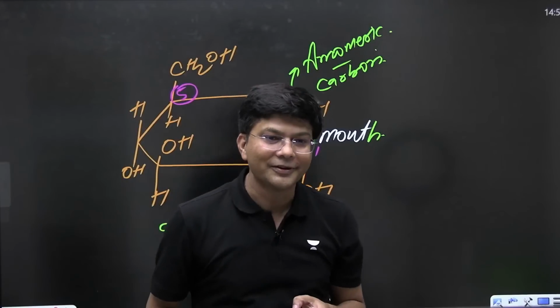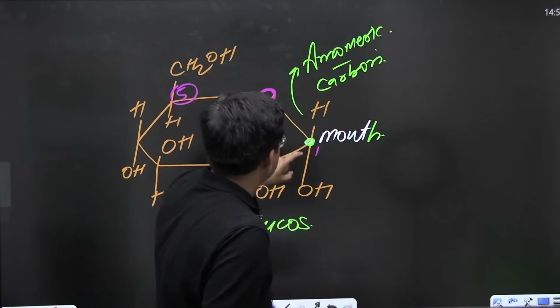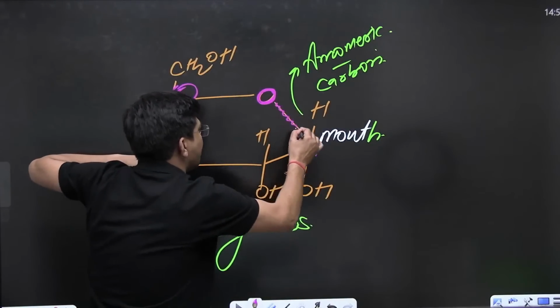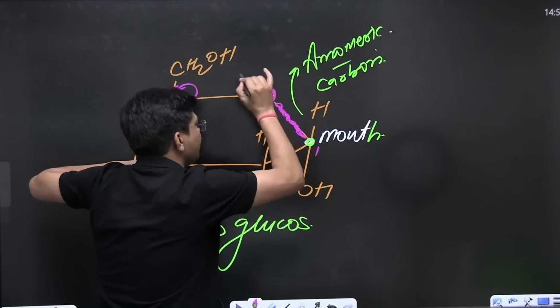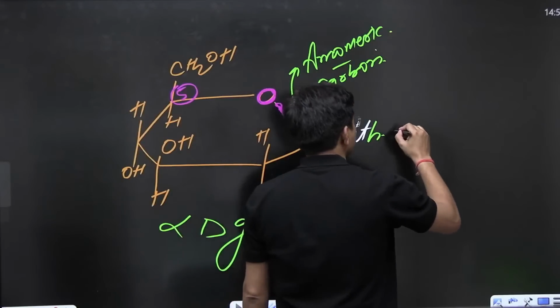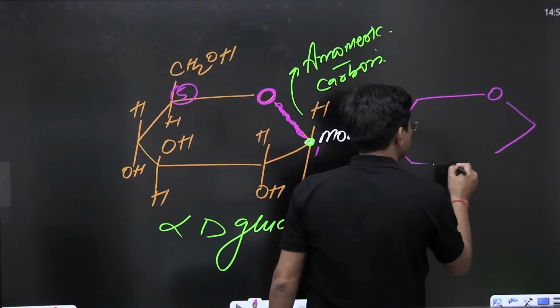Are you getting my point, my dear students? So this was not a permanent bond. This bond was opening and breaking, closing and forming and deforming. So now another alpha D glucose, the second molecule. See to it, my dear students.